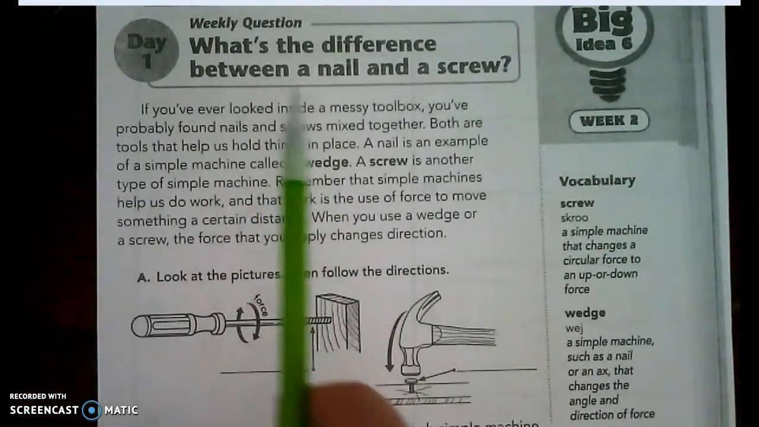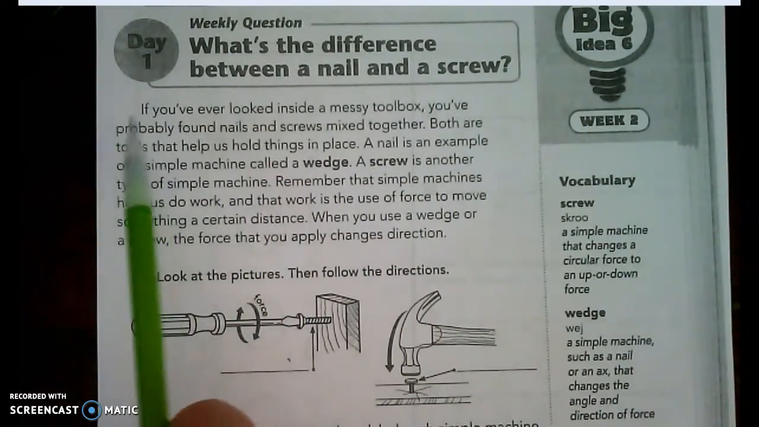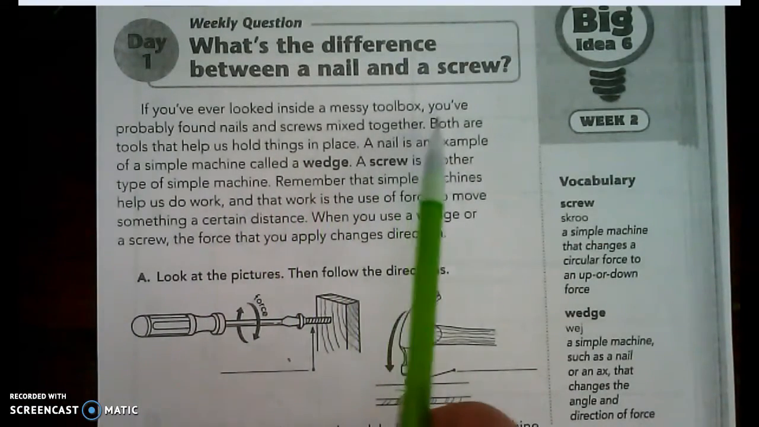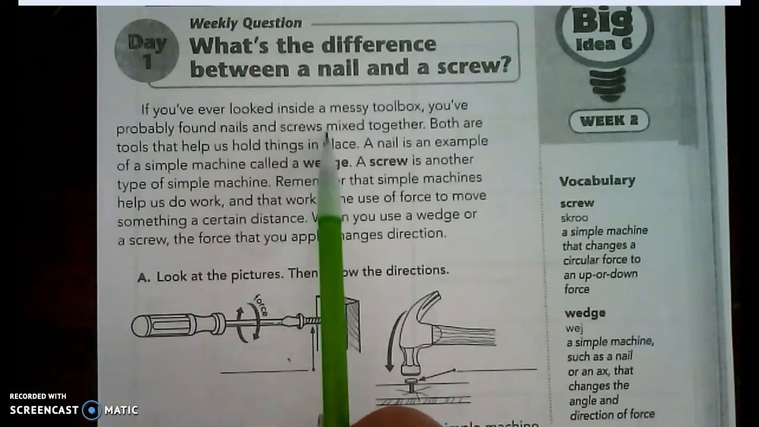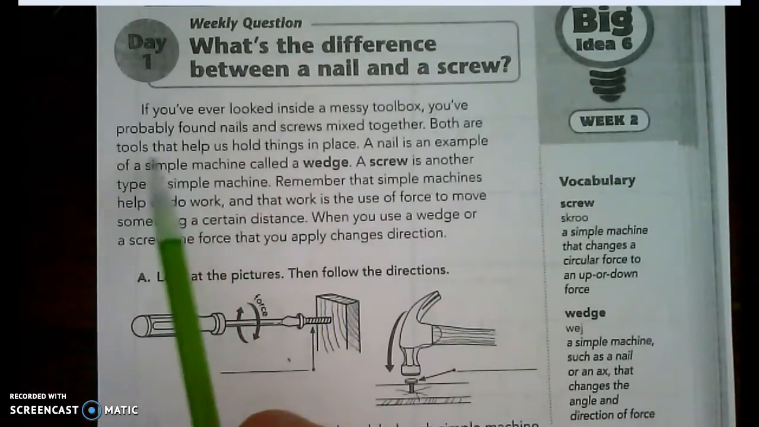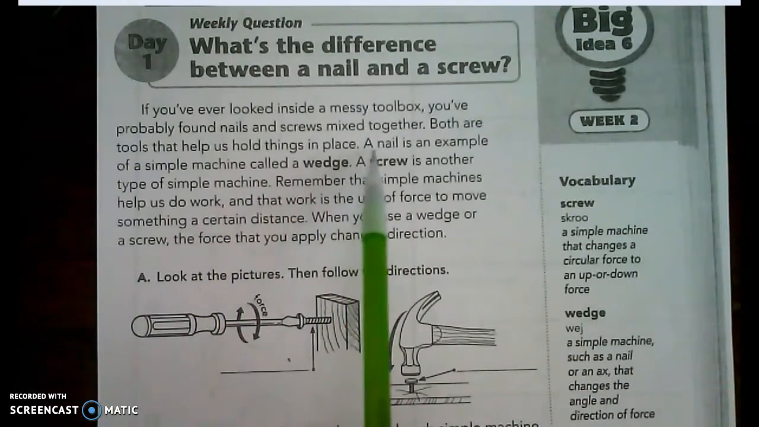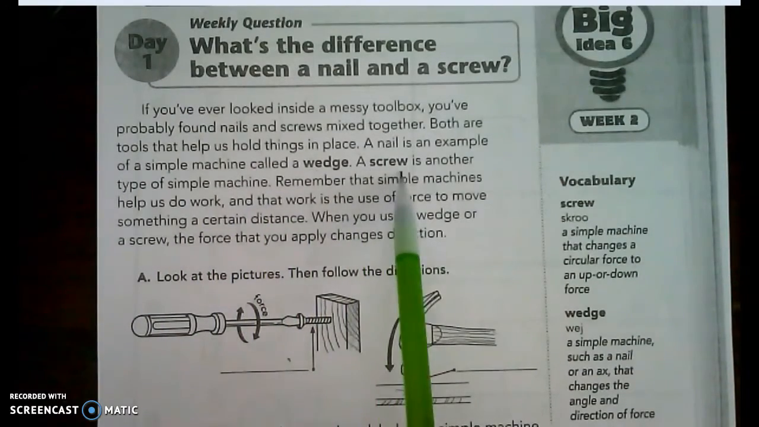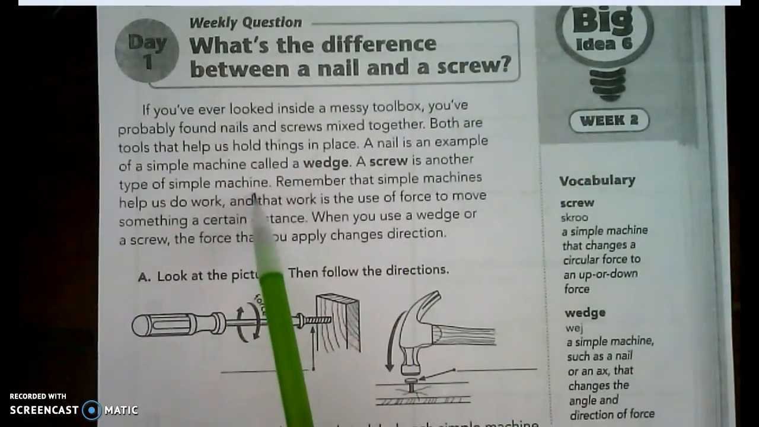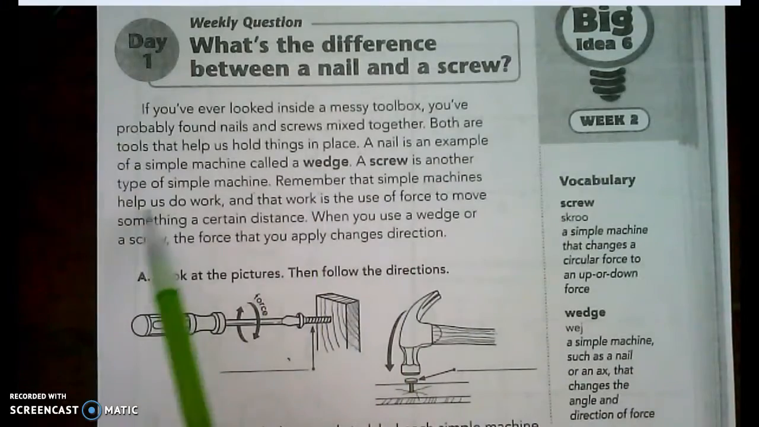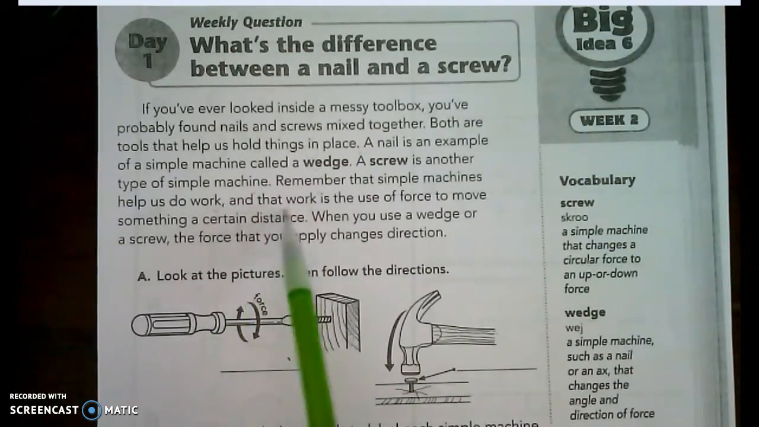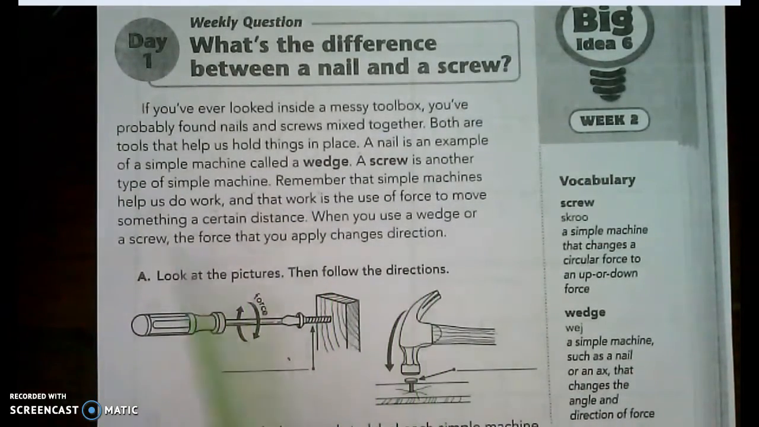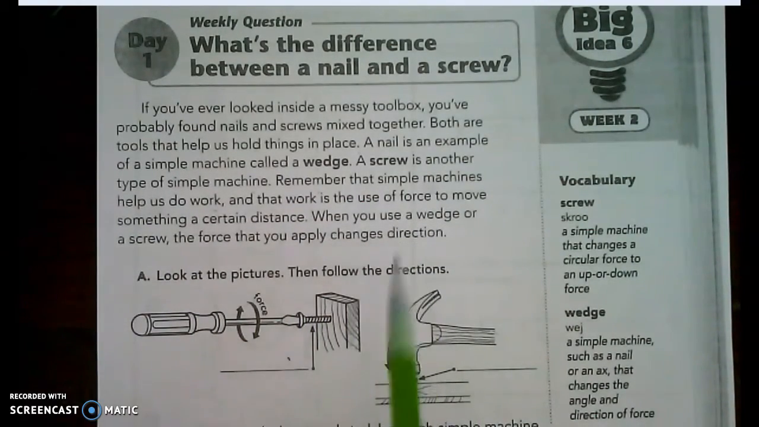It says, what is the difference between a nail and a screw? If you've ever looked inside a messy toolbox, you've probably found nails and screws mixed together. Both are tools that help us hold things in place. A nail is an example of a simple machine called a wedge. A screw is another type of simple machine. Remember that simple machines help us do work, and that work is the use of force to move something a certain distance. When you use a wedge or a screw, the force that you apply changes direction.